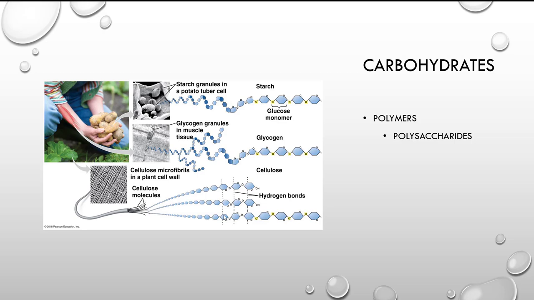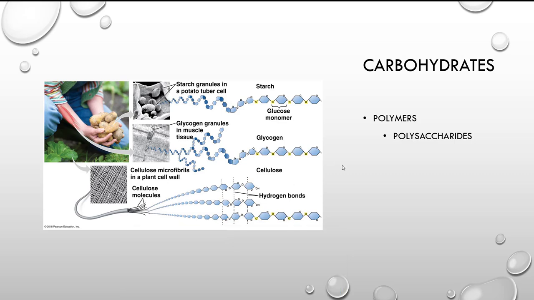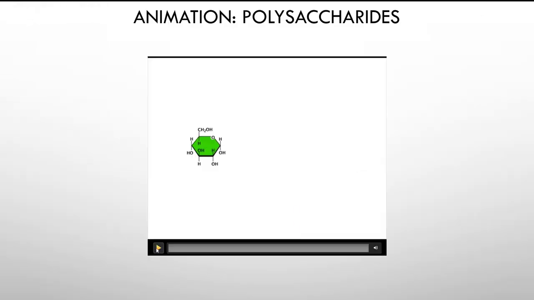And then there's one more type of polysaccharide you might see mentioned in your textbook. It's called chitin. Chitin is similar to the cell wall of a plant, but it's used in the exoskeleton of some invertebrates, such as insects and crustaceans. So it helps build the exoskeleton. Chitin is also the cell wall in the kingdom fungi. So instead of having cellulose as their cell wall, they have chitin. Just another example of a polysaccharide. Okay, so let's watch a video on polysaccharides.